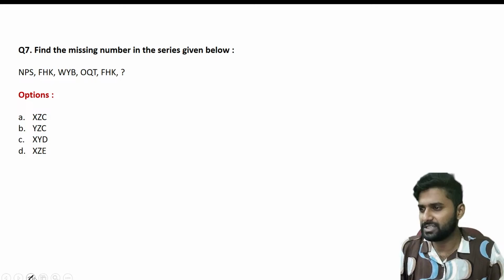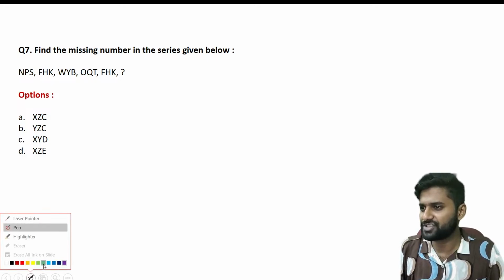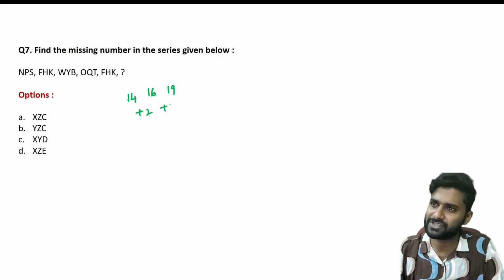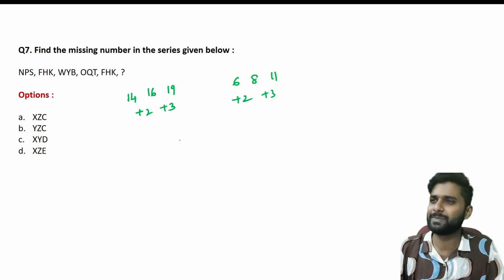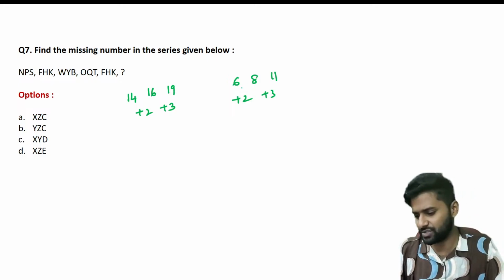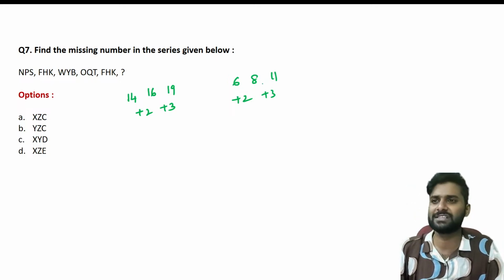Now guys, try to learn the alphabetical position of each and every letter. So 14th letter, 16th letter, 19th letter. You should understand that it is plus 2, plus 3. Now 6th letter, 8th letter, 11th letter. Again the format is plus 2, plus 3. So if you understand the logic here, you need to identify that the difference from the first letter to the second is 2 and the second to the third is plus 3.